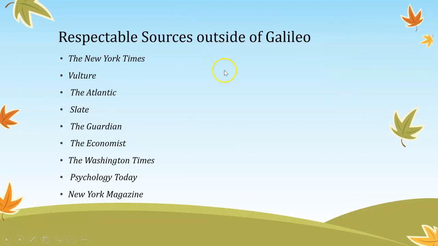Respectable sources outside of Galileo: The New York Times, Vulture, The Atlantic, Slate, The Guardian, which that article is from, The Economist, The Washington Times, Psychology Today, New York Magazine. These are all good go-to sources.